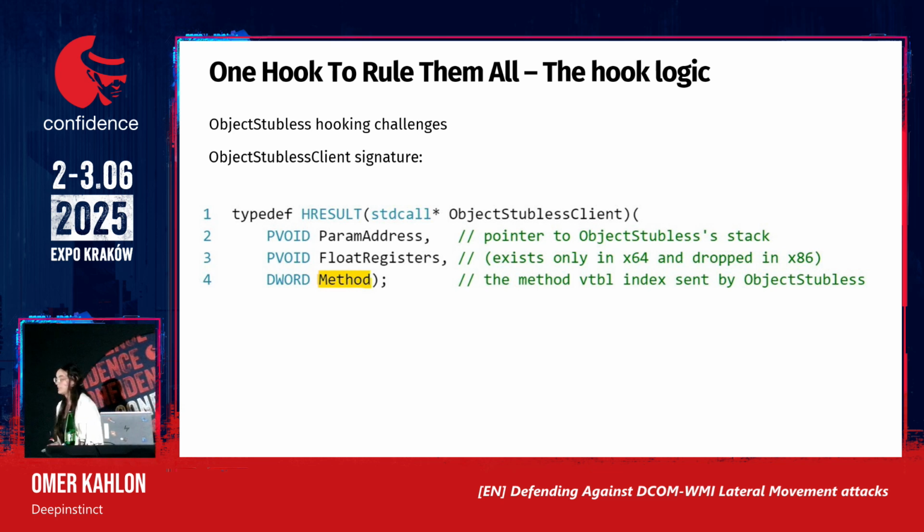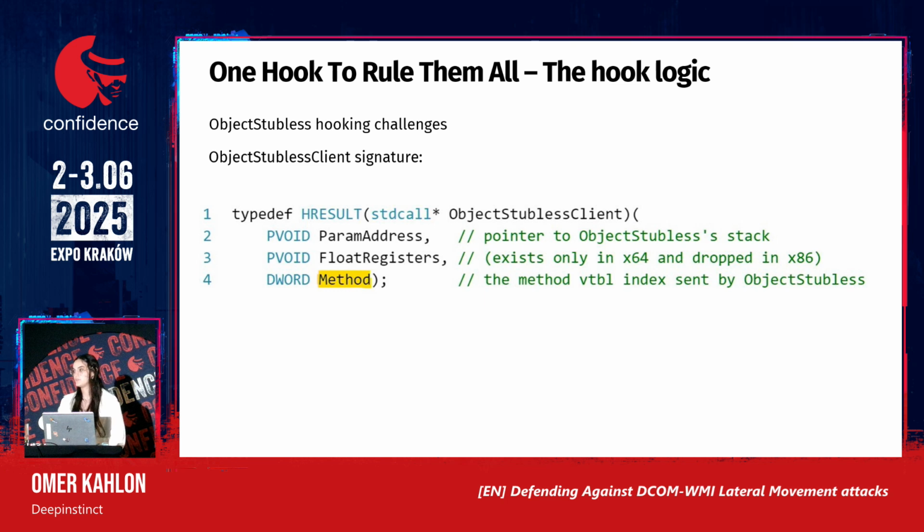ObjectStublessClient, on the other hand, has a straightforward and stable signature, and we chose this function to place a hook on. When placing the hook, we will check the method parameter, and this parameter specifies the specific index inside the vtable of the object that we want to call.